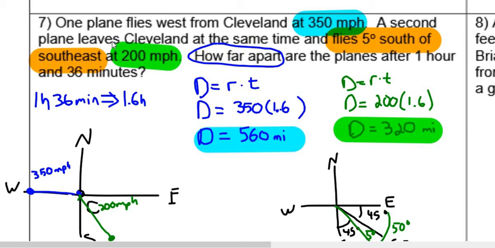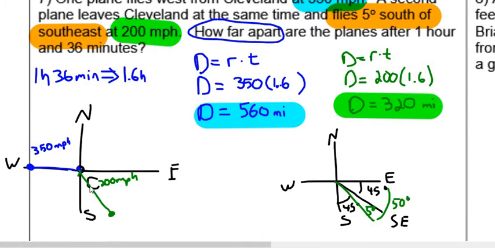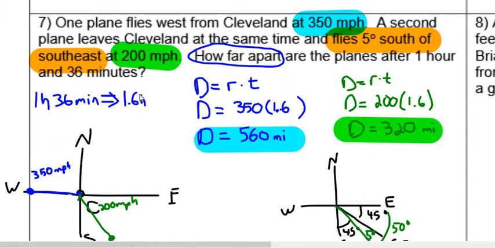Okay, so now we come to this problem where we have planes flying from Cleveland. Now, there's a lot going on in this problem that has to do with future classes in calculus and in physics. First thing you realize is that my plane that's flying west from Cleveland is traveling at 350 miles per hour, and a second plane that is traveling 5 degrees south of southeast, which is approximately here, and we'll get the actual angle in a minute, is traveling at 200 miles per hour.